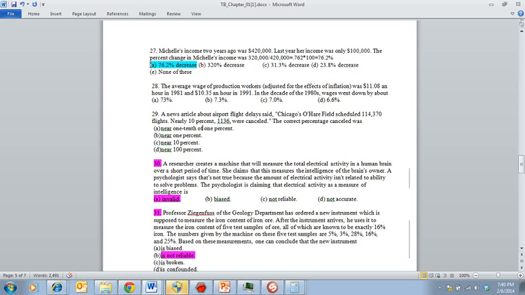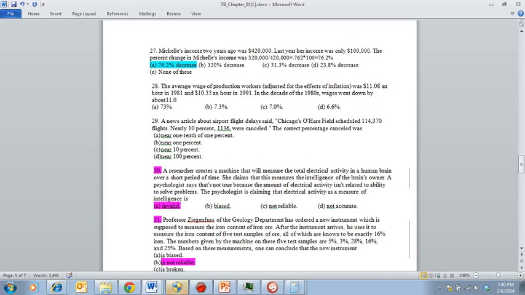28. The average wage of production workers was $11.08 an hour in 1981 and $10.35 an hour in 1990. So they went down. The original was $11.08. That's going to be my denominator, right? My numerator is going to be how much it went down. So the first thing I need to do is figure that out. So I would do 11.08 minus 10.35 to find out how much it went down.